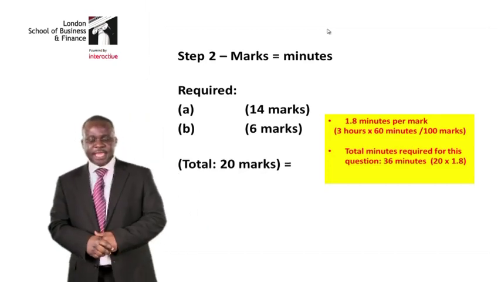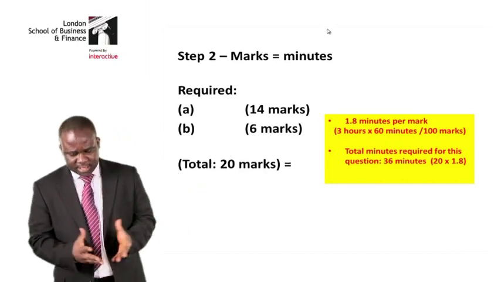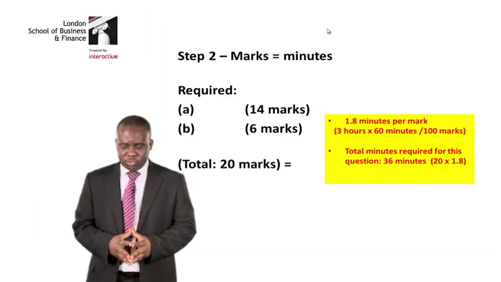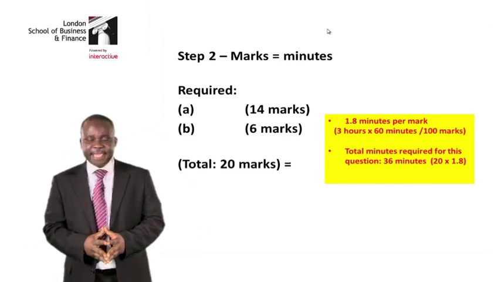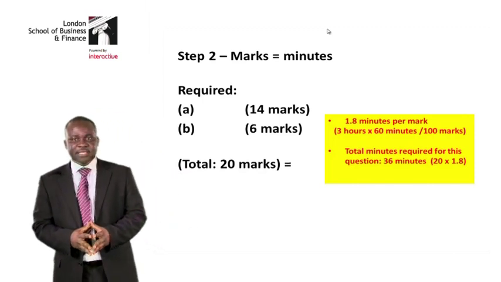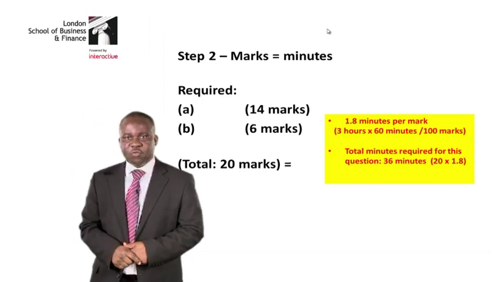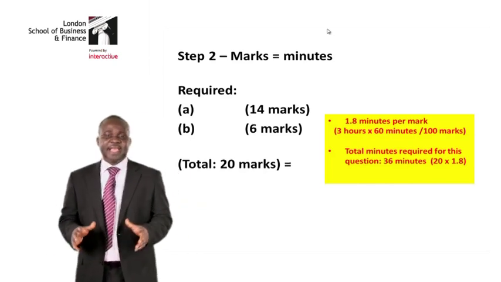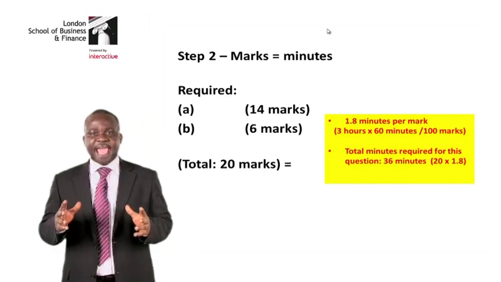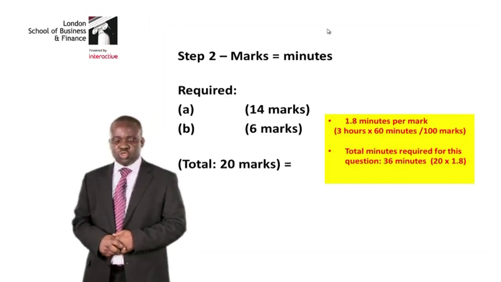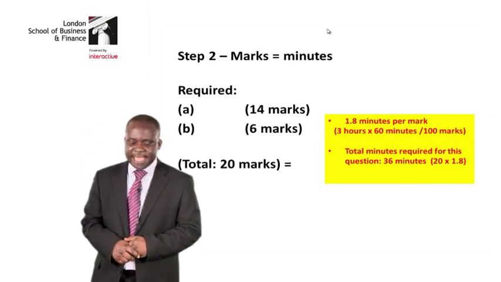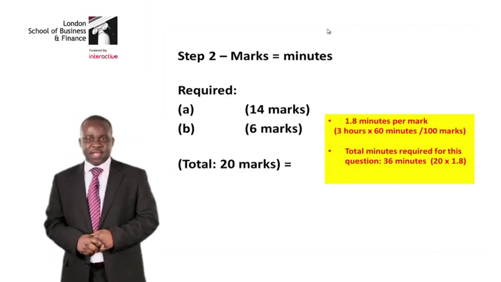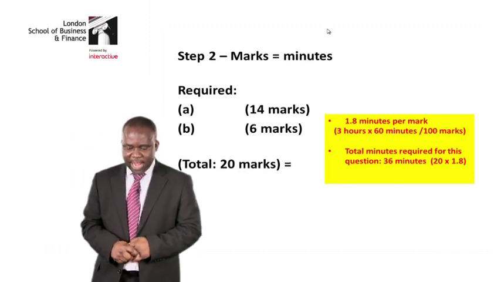The ACCA exam is for 3 hours, and as we know, there are 60 minutes within an hour. So in all, you are going to have 180 minutes. The 180 minutes is expected to be used for a 100-mark question. So if you divide the 180 by the 100, it means for every mark you are expected to use a maximum of 1.8 minutes. So you need 1.8 minutes to answer any question to get 1 mark.